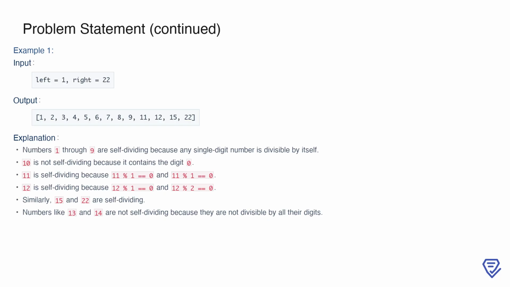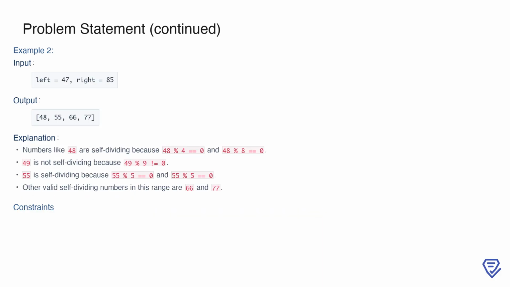For the number 11, both digits are 1, and since 11 is divisible by 1, it qualifies. Similarly, 12 qualifies because it is divisible by both 1 and 2. Numbers like 13 or 14, though, do not qualify because they are not divisible by all their digits. For instance, 13 is not divisible by 3. This pattern continues, and we include numbers like 15 and 22 because they meet the criteria of being divisible by all their digits. Now, let's examine another example with a different range.